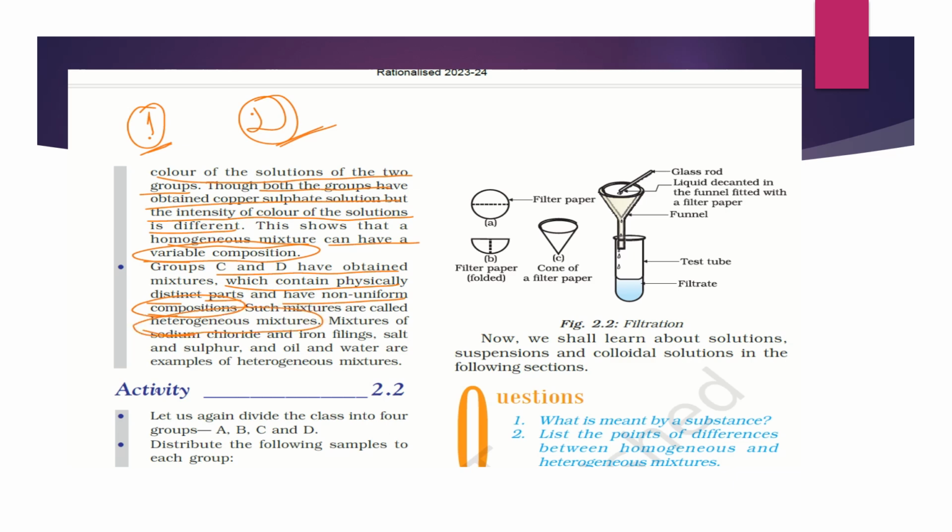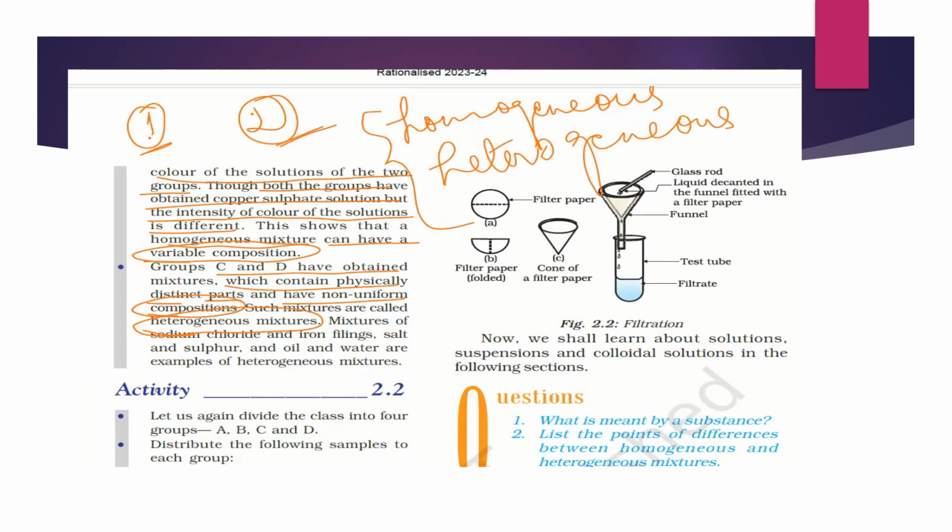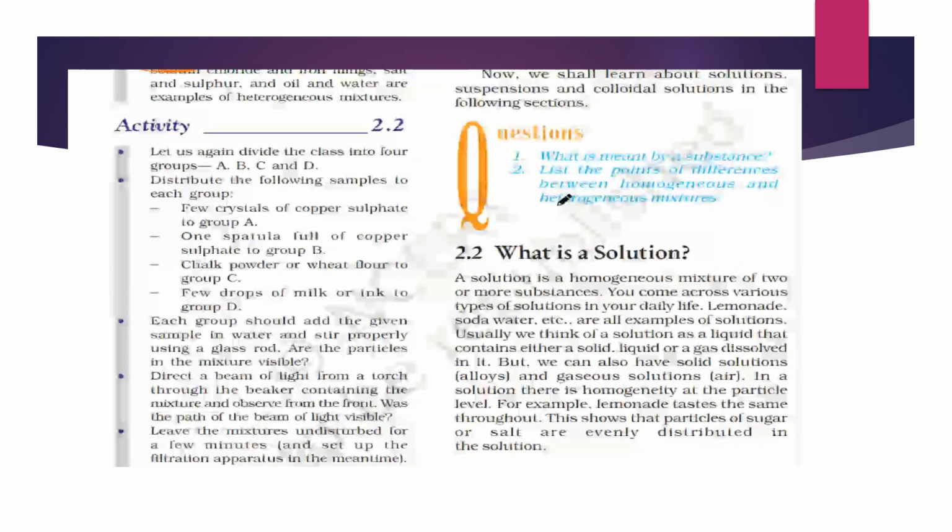So what we have got now is one, homogeneous mixtures, and another, heterogeneous mixtures. So we have got two types of mixtures from these activities, right? Now we are moving on to a different set of activities.